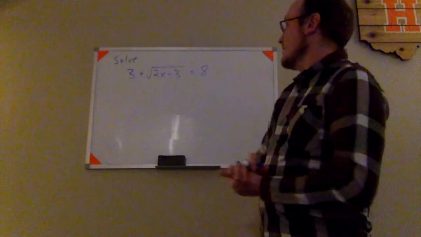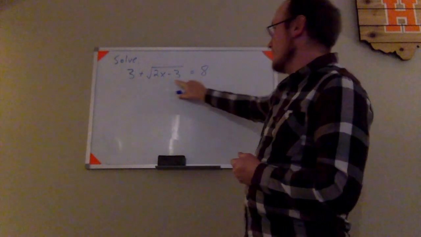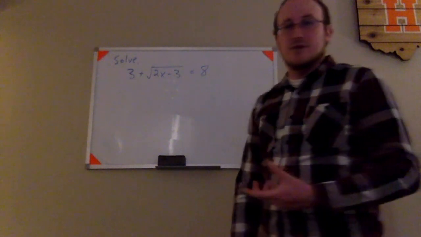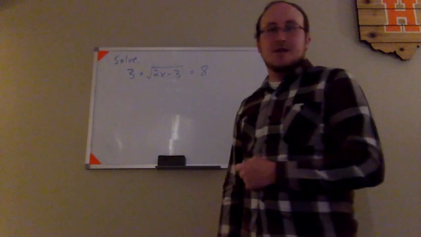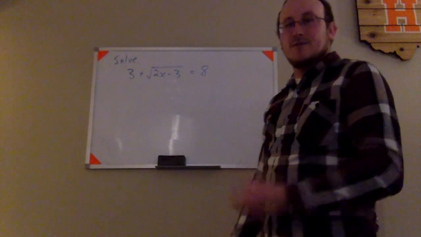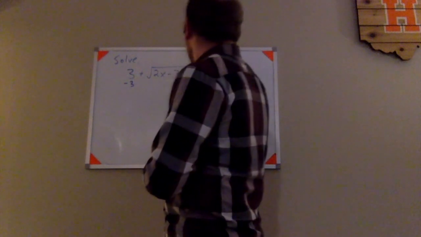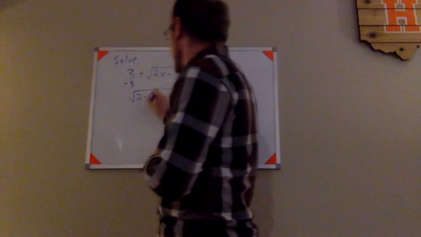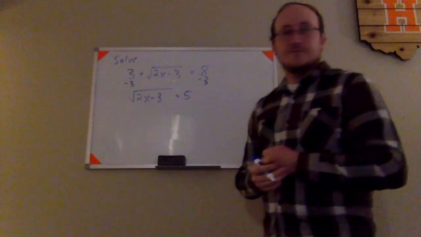So here we go. We need to isolate the radical expression first. The radical here is the square root of this quantity 2x minus 3. It's not the only thing on that side of the equation, so therefore it is not isolated. This 3 is currently on the same side of the equation, so I need to get rid of it by subtracting 3 on both sides. And that will leave me with the square root of 2x minus 3 is equal to 5.